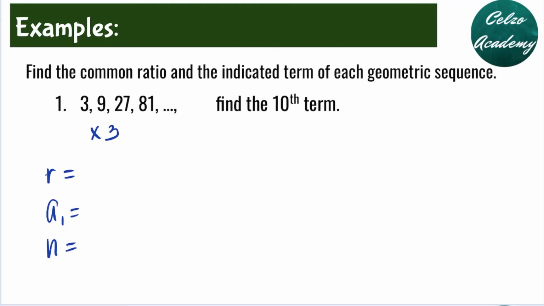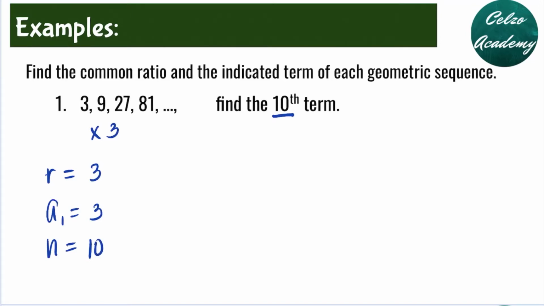Another way of solving for the ratio is to divide the second term by the first term. That is 9 divided by 3, which is of course 3. Or you can also do 27 over 9 and 81 over 27. All of these will give a constant quotient of 3. So the common ratio for this geometric sequence is 3. a sub 1 is the first term, which is also 3. And since you were asked to find the 10th term, our n value here is 10.